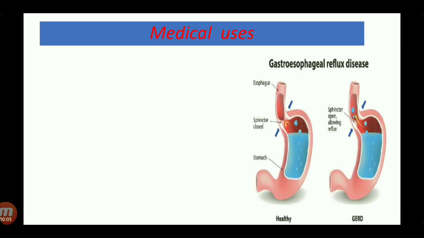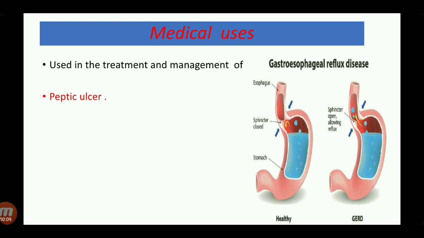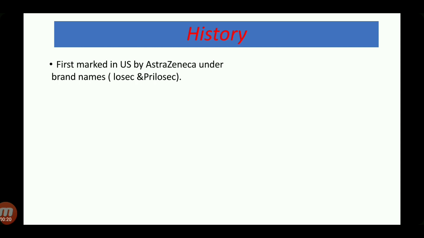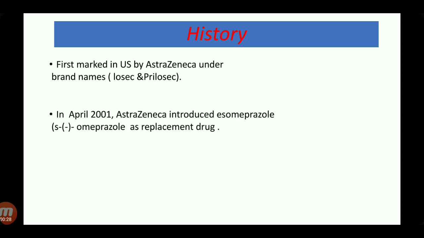Medical uses. Used in treatment and management of peptic ulcer, gastroesophageal reflux disease, heartburn. History. First marketed in United States by AstraZeneca under brand names Losec and Prilosec. In April 2001, AstraZeneca introduced esomeprazole as a replacement drug.